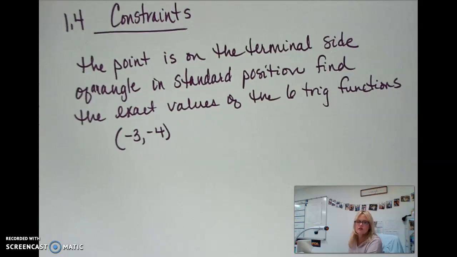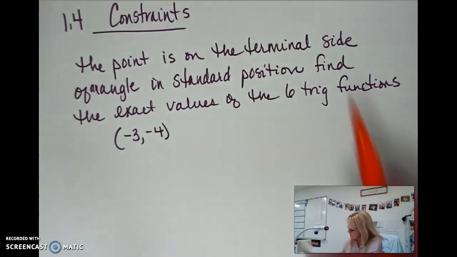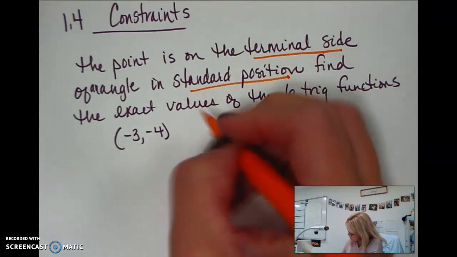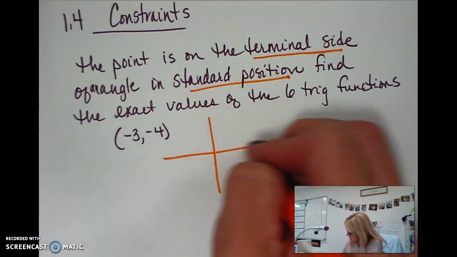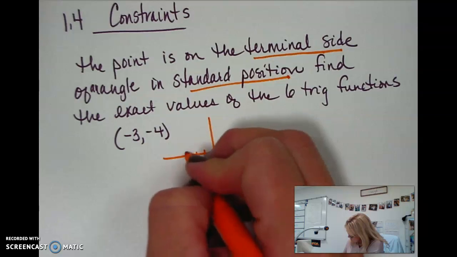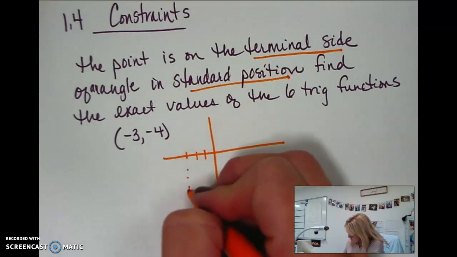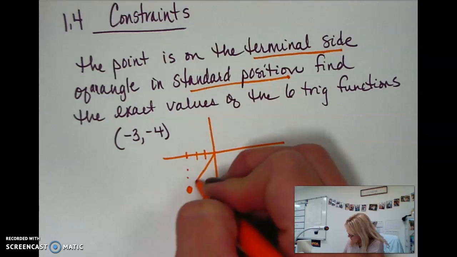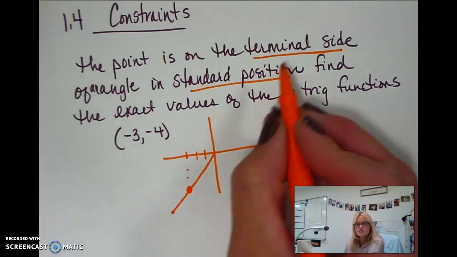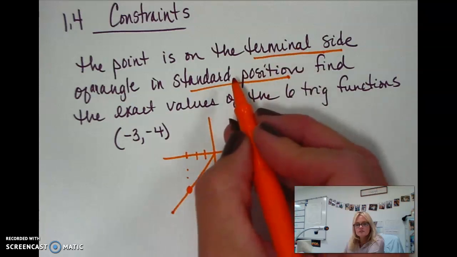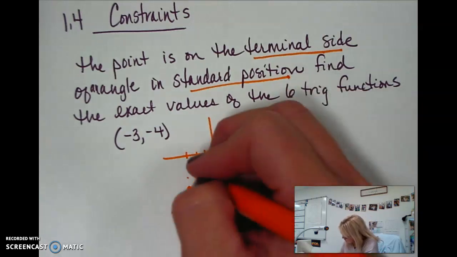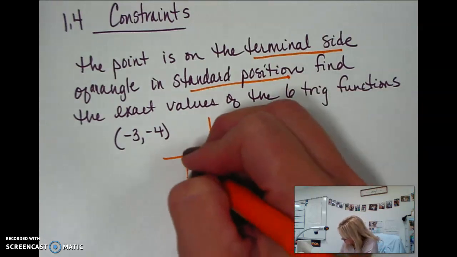Now there are two very important terms here: terminal side, standard position. Remember, terminal side means the ending side. So if I have the point -3, -4, that's just going to the left 3 and down 4. So there is my point. There is my angle. Now it says the terminal side in standard position. We are talking about making this triangle right in here.